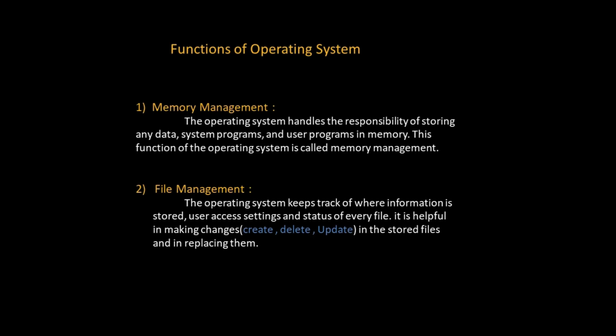The operating system also carries out file management. In file management, the operating system keeps track of where information is stored, user access settings, and status of every file. It is helpful in making changes like create, delete, update in the stored file and in replacing them. So, in file management, the operating system helps in creating, deleting, updating files, and also to update the locations where the files are found in the system, and also help to fetch the files when the user needs them and when the application needs them.